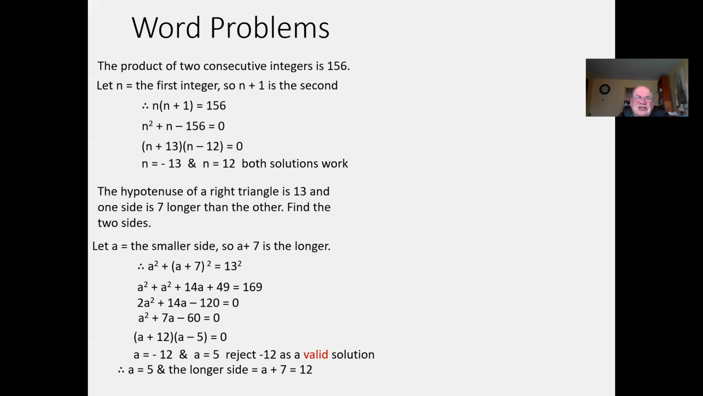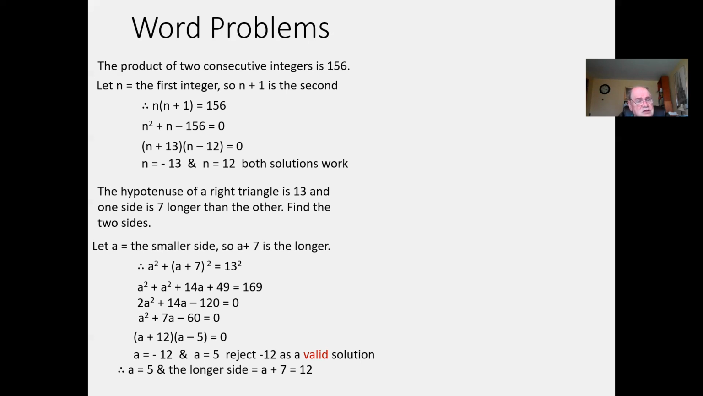Again, factors of 60, come on, 5 times 12 is 60. We can get a 7 out of 5 times 12. There must be a way, right? And so here we get the two solutions of -12 and 5.